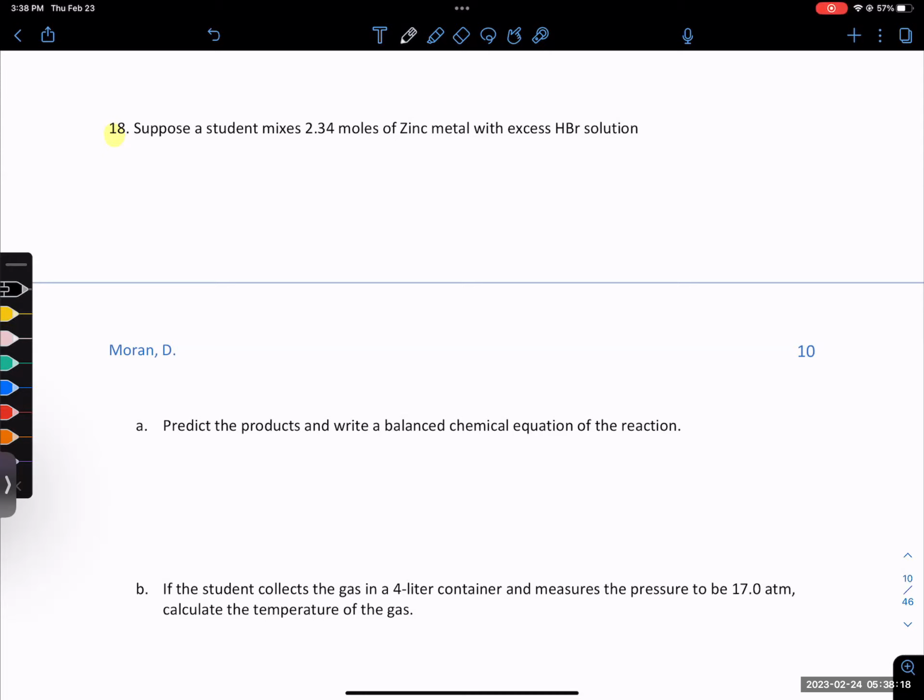Now, if you can understand what's on that board right there, you pretty much know all of them.